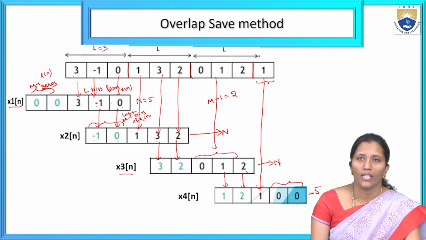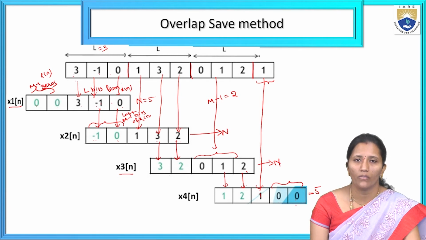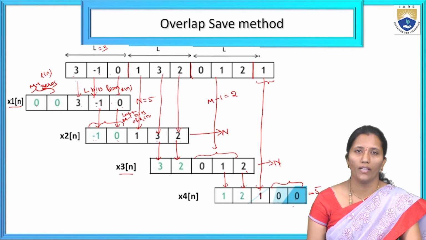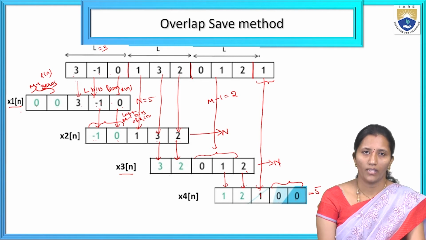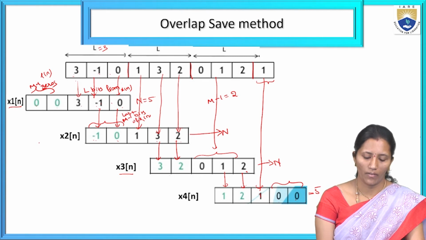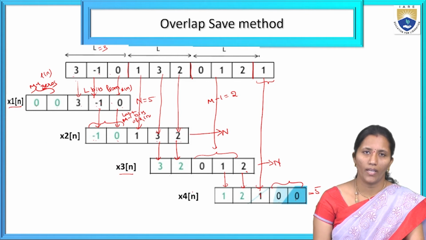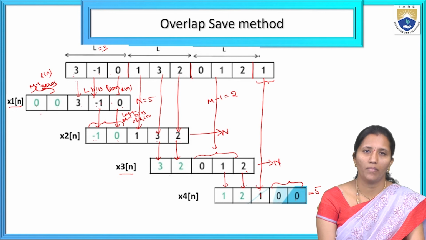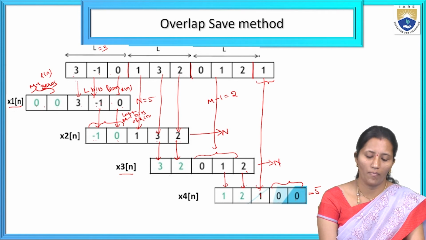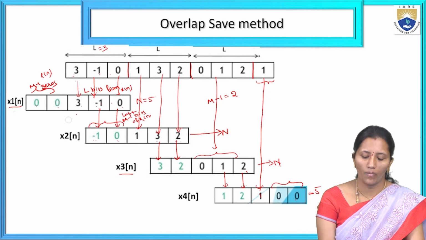So here in the overlap save method we have to segment the x of n into x1 of n, x2 of n, x3 of n, x4 of n. How are we dividing? For x1 of n, the first bits are m minus 1 zeros. M minus 1 is 2, so 2 zeros we are adding as the first 2 bits, followed by the next L bits from the x of n. First L bits from the x of n.